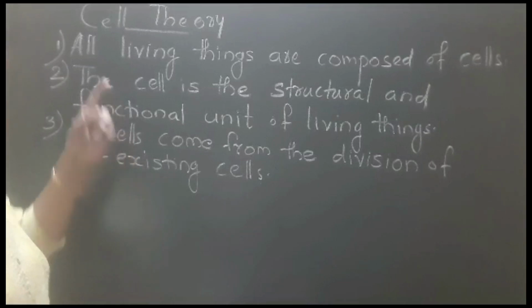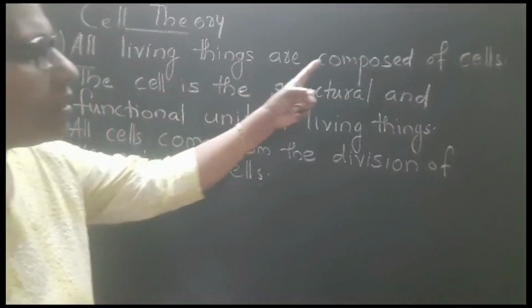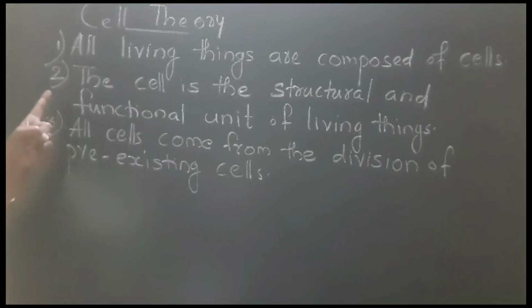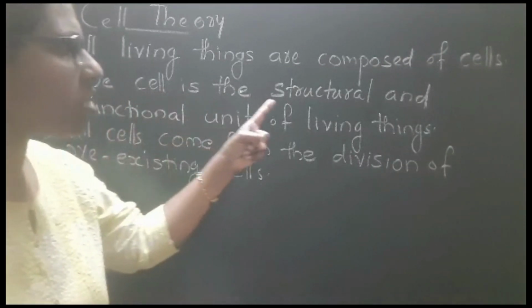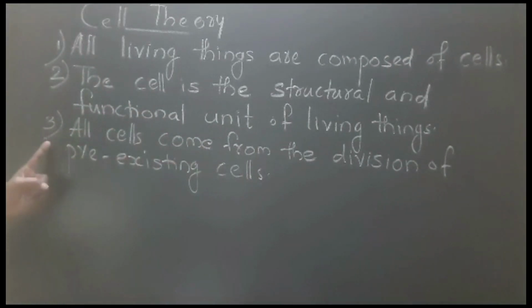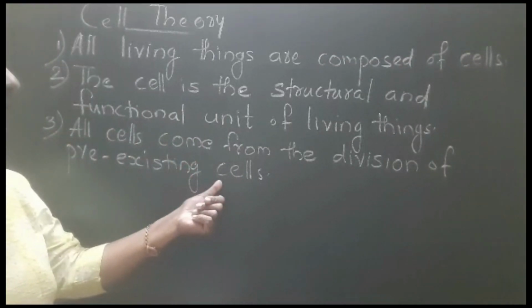Hi students, today let us learn about cell theory, types of cells and the difference between those cells. Let's see first the cell theory. Number 1, all living things are composed of cells. Number 2, the cell is the structural and functional unit of living things. Third one, all cells come from the division of pre-existing cells.